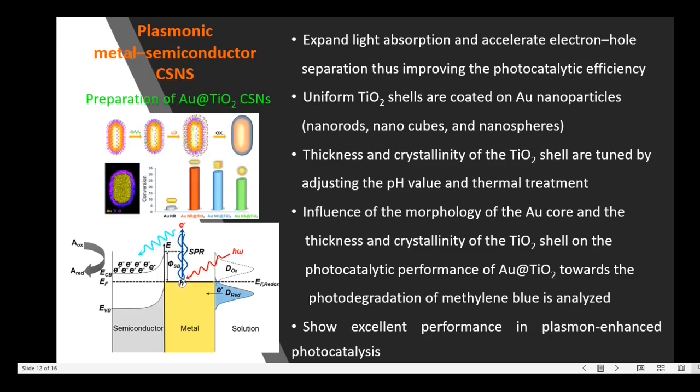Here Au particles with different morphologies such as nanorods, nanocubes and nanospheres are prepared initially. Then the TiO2 shell material with a uniform thickness is coated on it. The impact of thickness and crystallinity of the TiO2 shell material, as well as the several morphologies of the Au core particles, on the photocatalytic performance of the Au and TiO2 core-shell structure have been investigated with the degradation of methylene blue, and it shows an excellent performance with the plasmon-mediated photocatalysis.